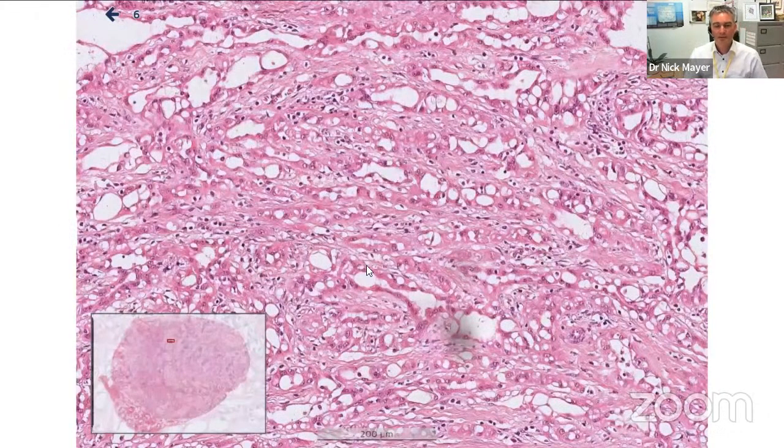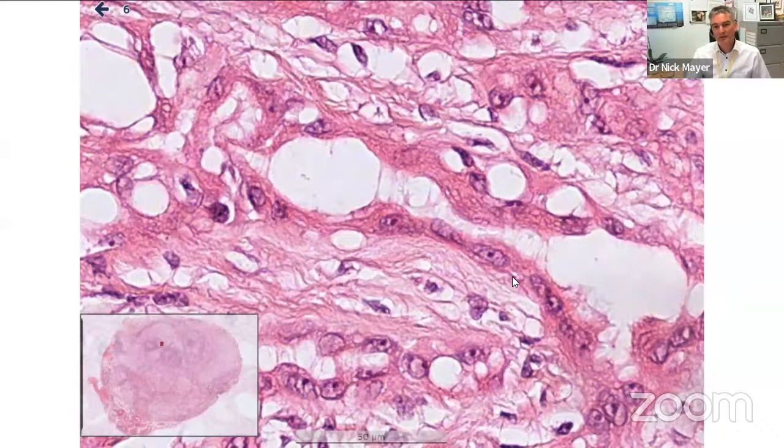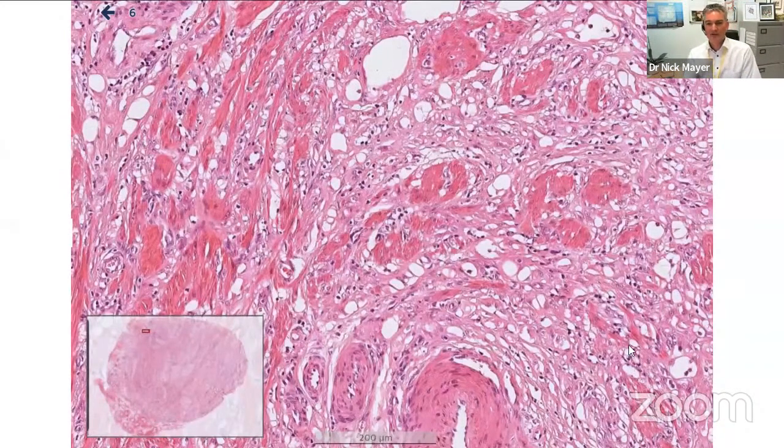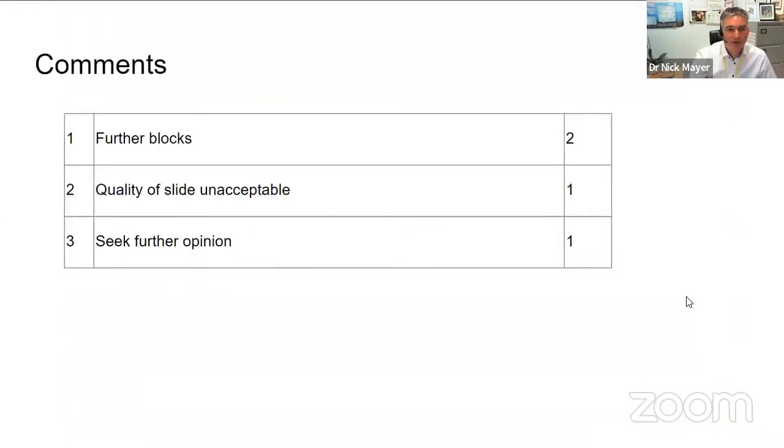And at high power, it was a fairly uniform appearance with these tubular gland-like structures with quite prominent cytoplasmic vacuolation. At higher power, not that much in the way of nuclear atypia. There wasn't much, if any, mitotic activity or necrosis. Although at the edge of the lesion, there was a bit of an infiltrative pattern into some smooth muscle bundles. Very few comments.